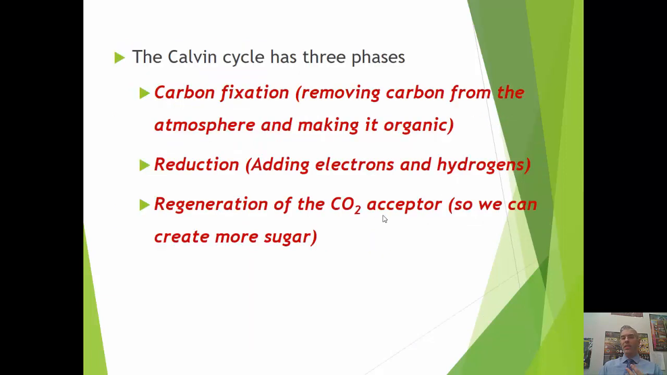There are three main phases to the Calvin cycle: carbon fixation, reduction, and the regeneration of the CO2 acceptor. Now, you don't have to know about that third step as much. You used to have to understand a little bit more. What I care the most about are the first two. The carbon fixation step means you take carbon dioxide out of the air and turn it into an organic form. That's what carbon fixation means. And then reduction is the process of adding electrons and hydrogens to that carbon dioxide to make it a sugar.